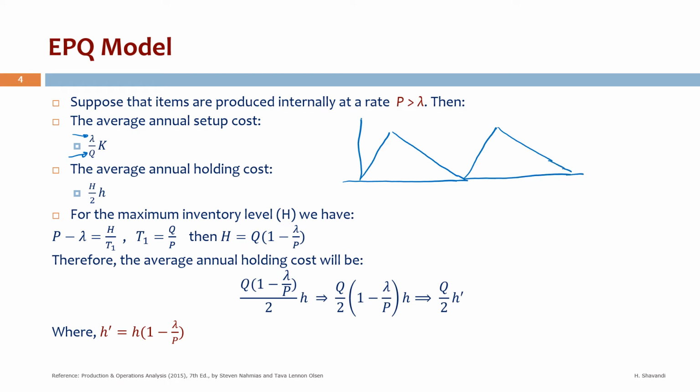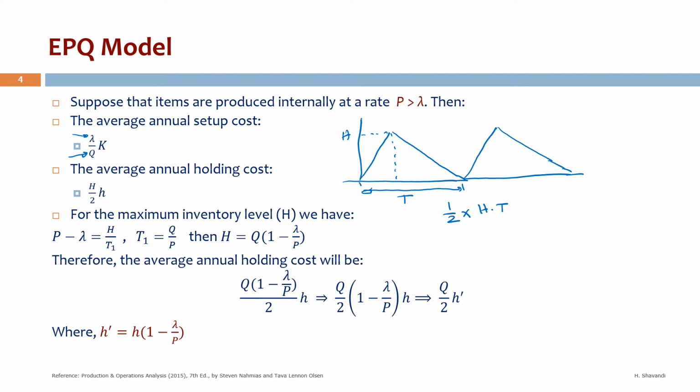As you see here, the height is H, and the cycle time, or the base, is T, right? So the area of this triangle will be half times H times T, right?